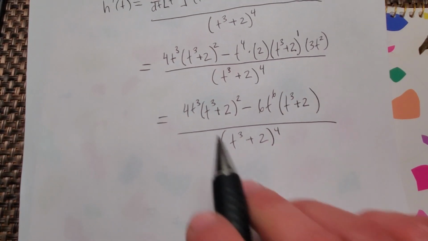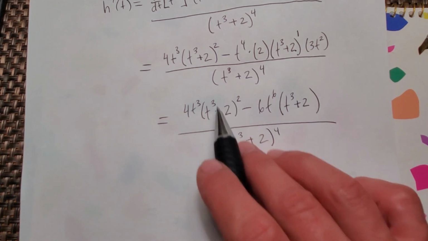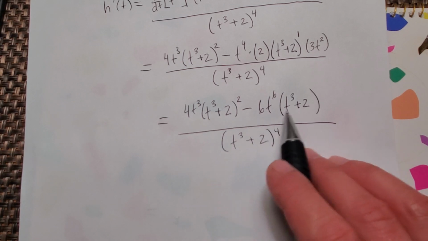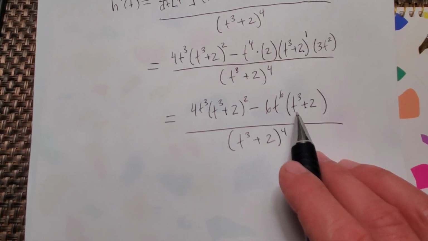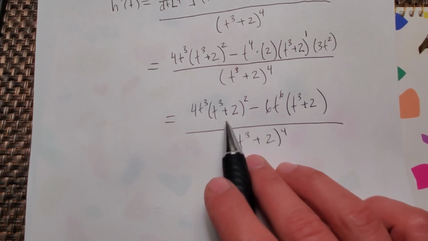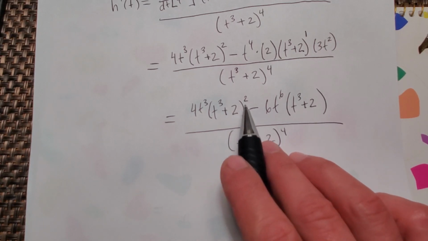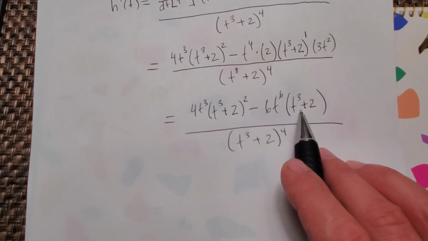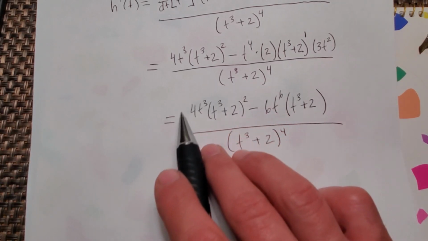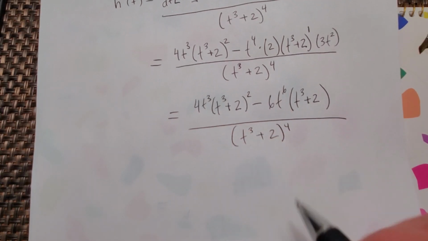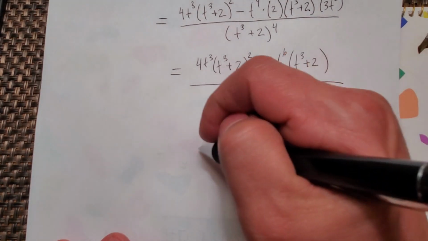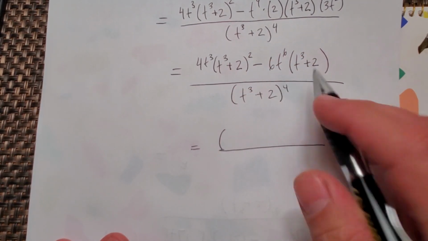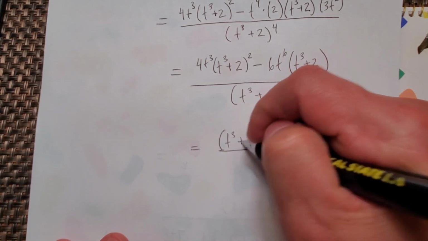Rather than distribute, well, I couldn't even distribute if I wanted to because this is being squared. Rather than doing that, I notice that I have a common factor. Here I have 2 factors of t cubed plus 2. Here I have 1. So I'm going to undistribute one of these factors out. That's going to be my next step. So I'm going to undistribute one factor of t cubed plus 2.